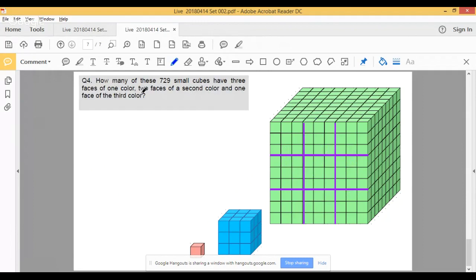The last part says, how many of these 729 small cubes have 3 faces of one color, 2 faces of the second color, and 1 face of the third color, right? Now, the 3 colored face would be red. So they have 3 red colored faces, which means 3 faces were painted blue in this stage of painting.